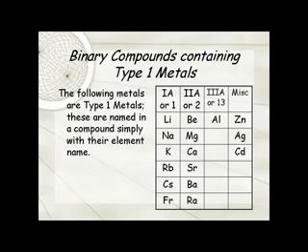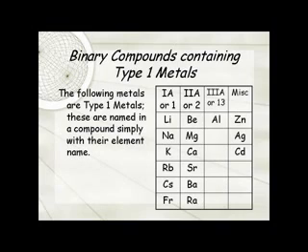These are the metals that are type 1 metals, and it may be a good idea for you to write on your periodic table or somewhere in your notes what type 1 metals are. There are not a lot of them. Most metals do not have just one charge. Most metals form more than one type of ion, and it's very important that you be able to distinguish between them.